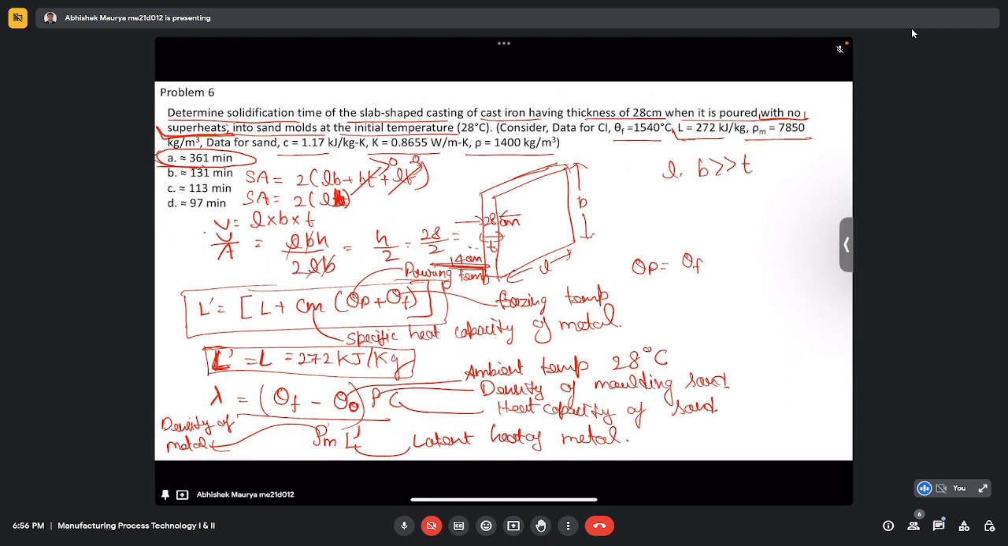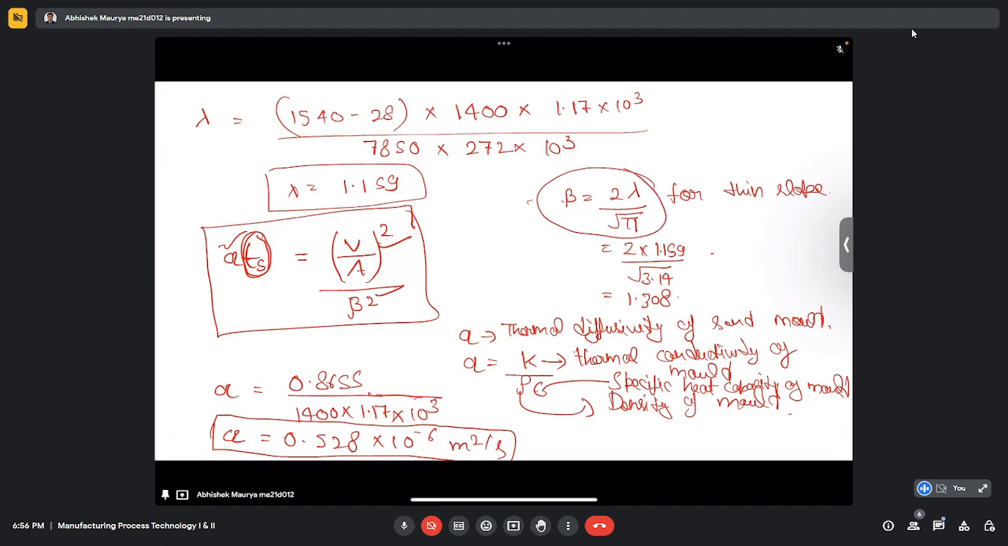The next step is to calculate lambda. After calculating lambda, you need to find alpha and beta. Beta can be found with the help of lambda, and alpha you can find from the properties of the mold material. And finally, you have to use this relationship to find the solidification time.